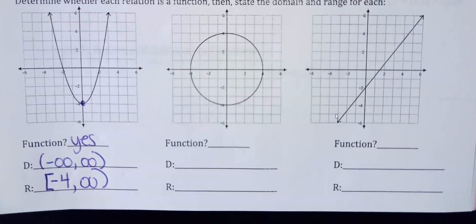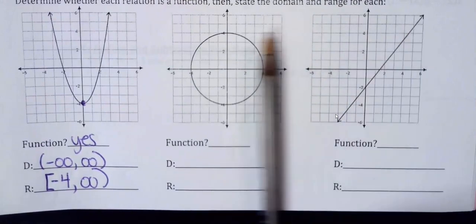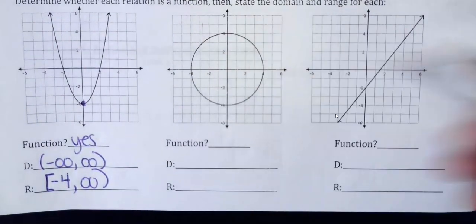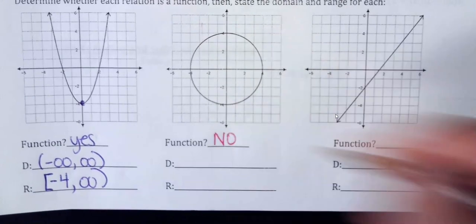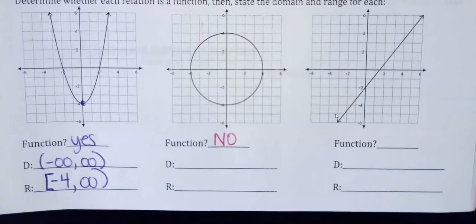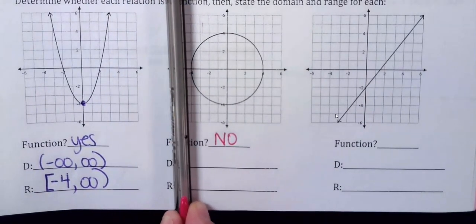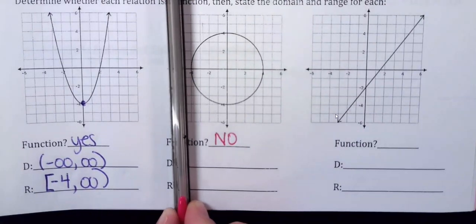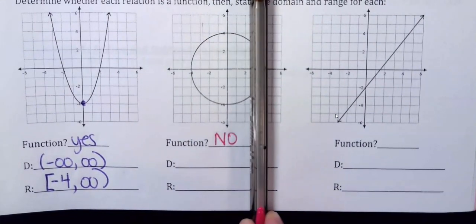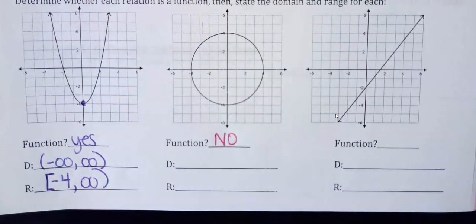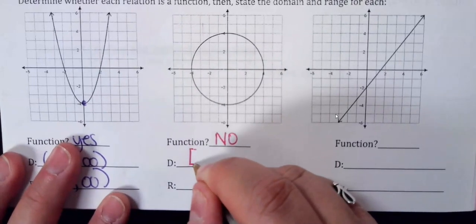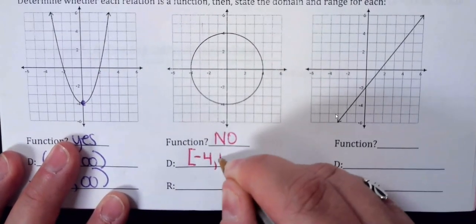Okay, my second picture, this is a circle. Is the circle going to be a function? No way. This fails the vertical line test like everywhere. So not a function, but that doesn't mean I can't write the domain and range. This is a little bit tricky. What is the first x value I touch on that graph? -4. What's the last x value I touch? 4. So there's nothing to the left of -4. There's nothing to the right of +4. So when you do your domain, I'm just going to write -4, 4.